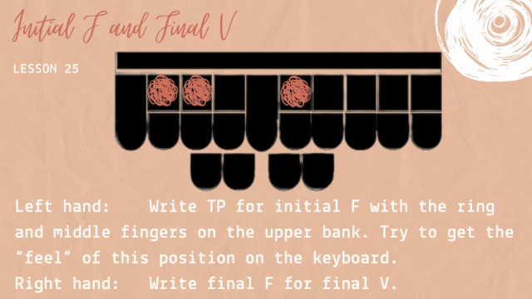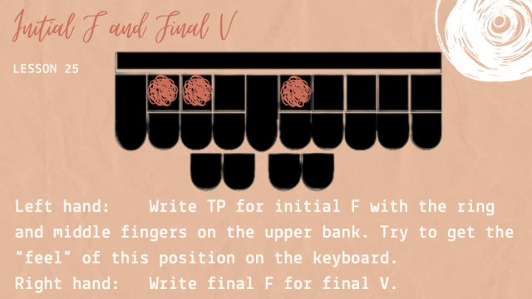And finally, we have lesson 25, that's initial F and final V. So how are we going to write initial F using your left hand? You write TP for initial F with the ring and middle fingers on the upper bank. So try to get the feel of this position on the keyboard. So again, initial F is TP using your left ring and middle finger.